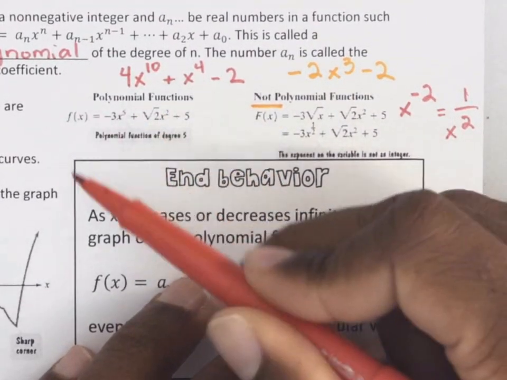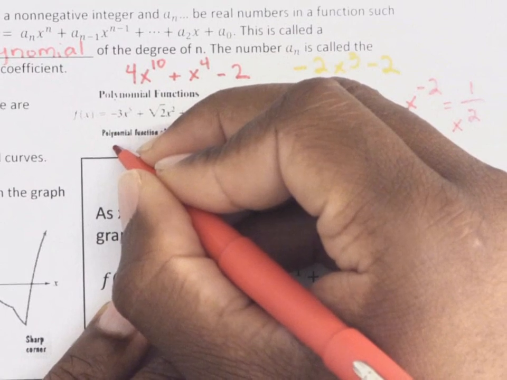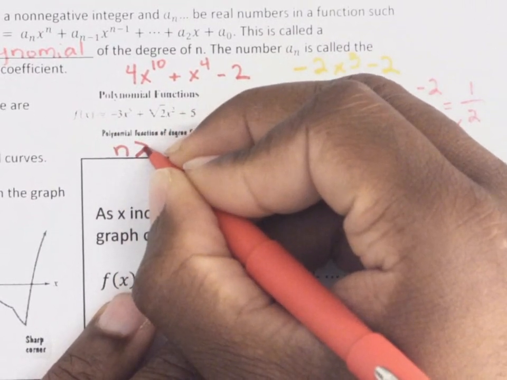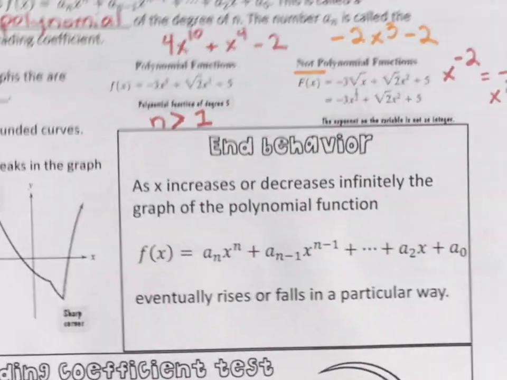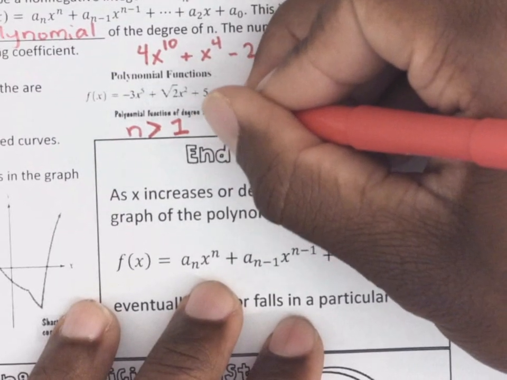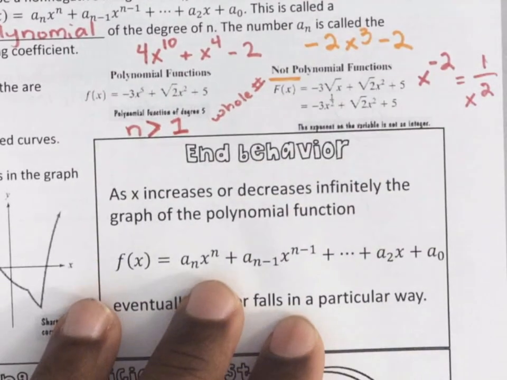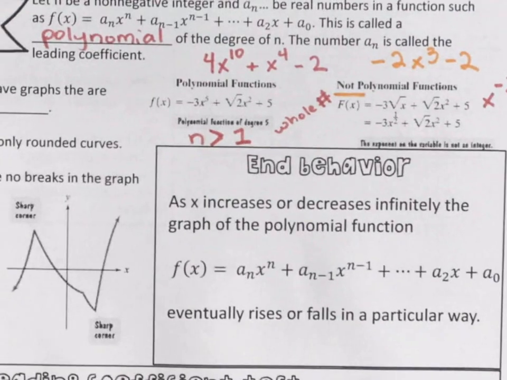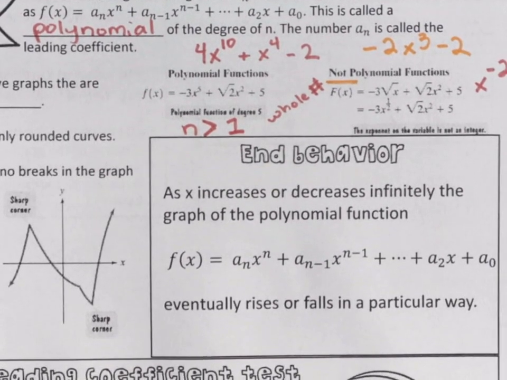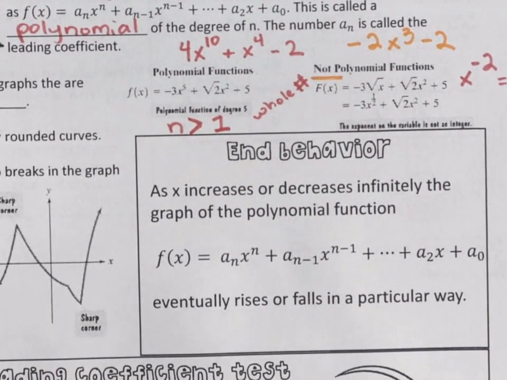All right, so for these polynomial functions, we look for the degree, where we say n is the degree, to be greater than 1. And it's got to be a whole number. We need whole numbers, positive whole numbers. Then we can say it's a polynomial function. And when we confirm that it's a polynomial function, it's got 2 distinct features.